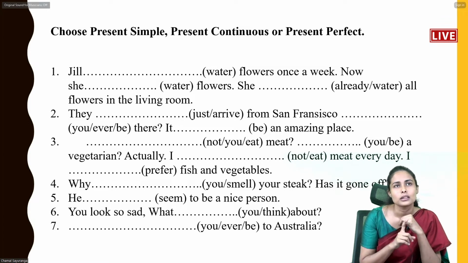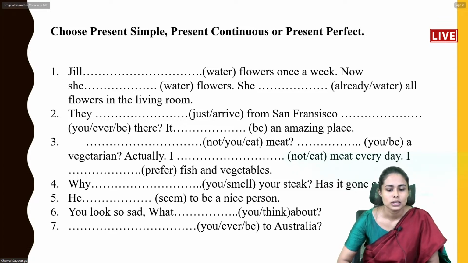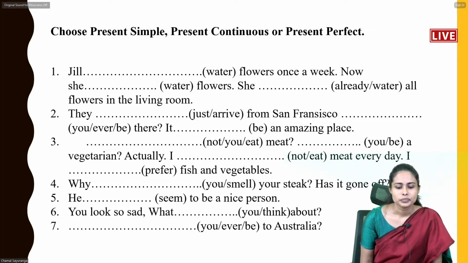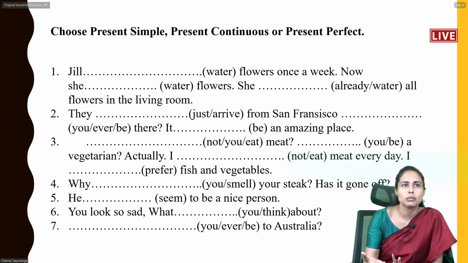Can you see that it is a habitual action of Jill, right? So once a week Jill waters the flowers. Then now she waters flowers. Correct answer? Present continuous. She is watering. Correct. Now she is watering flowers. She already water all flowers in the living room. Present perfect. She has already watered all flowers in the living room. Very good. Now can you see the difference between each tense and how we can use each tense to give our ideas? First we are talking about Jill's habitual action, then what she is doing at the moment, and then what she has already done. We are using different tenses.